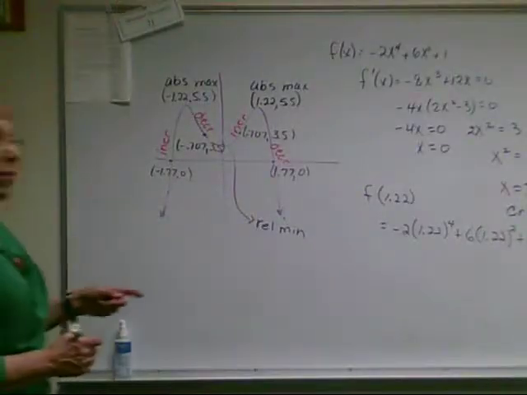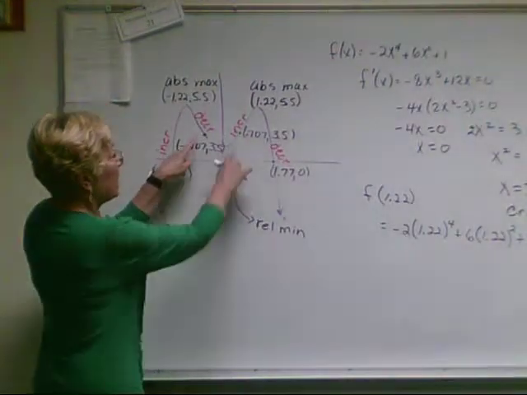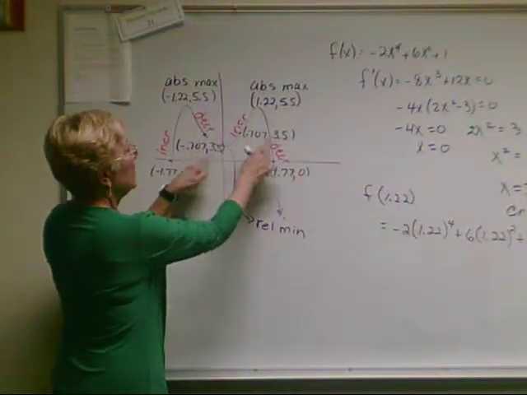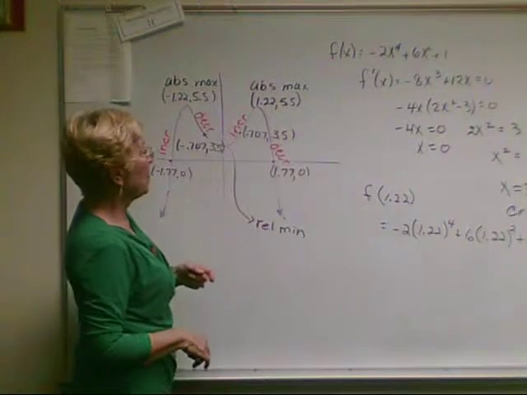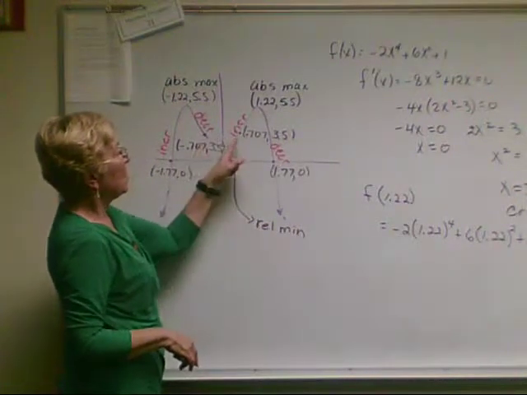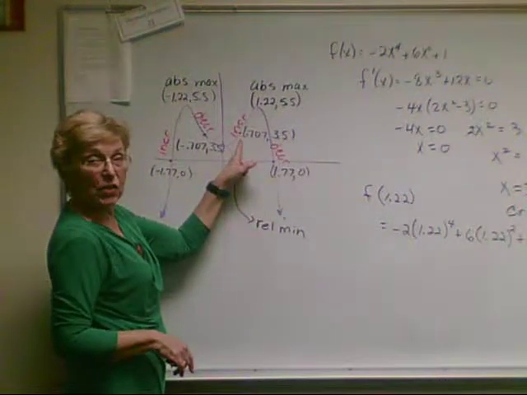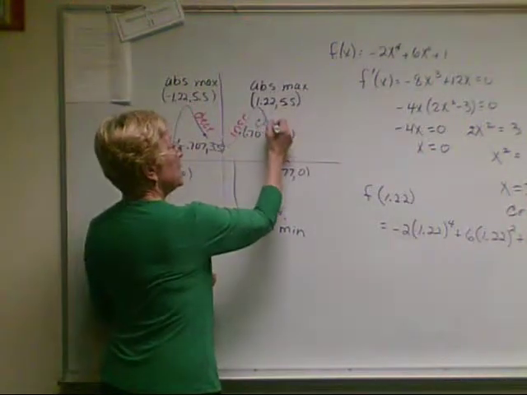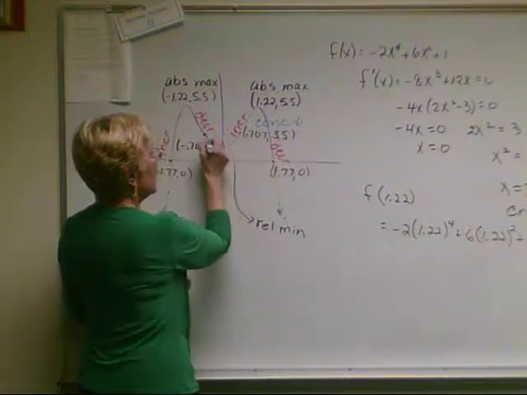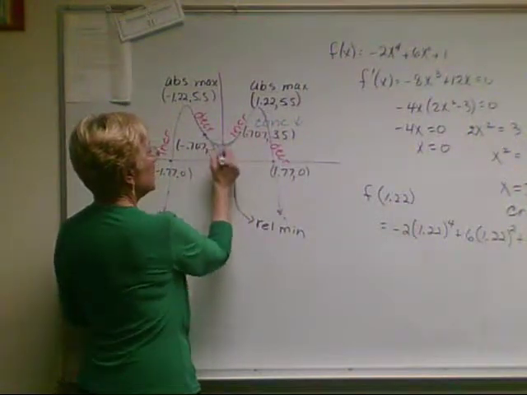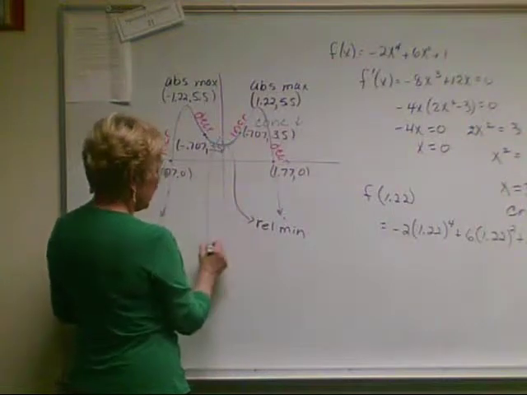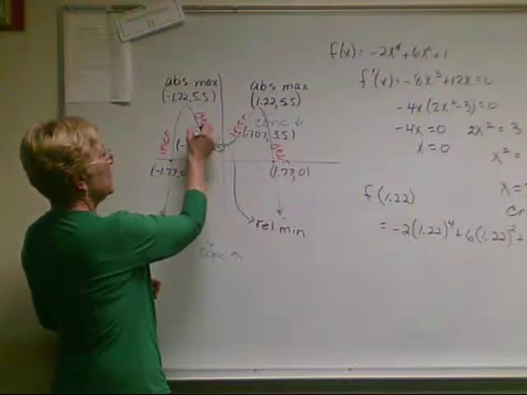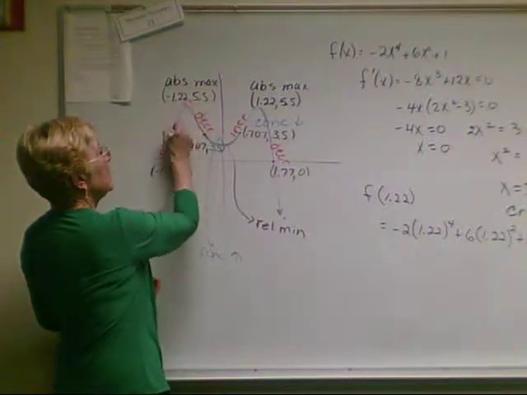I'm going to take you back to the other screen. So on this graph, we're going to say that these points, 0.707 and negative 0.707 with their y values of 3.5, are the places where concavity changes sign. So we're going to have concave down here, and on this interval, the small one here, we're going to have concave up. And then we're going to have concave down again.